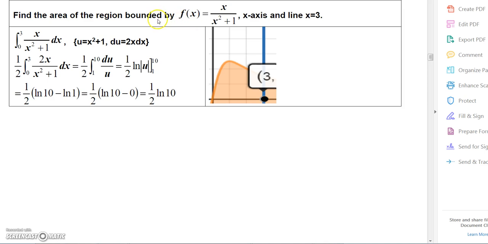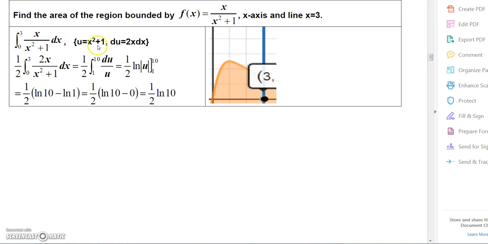So this one says find the area bounded by this function, the x-axis, and the line x equal 3. So if you look at this function, graphically it looks like this, and then the x-axis is below it, and the line x equal 3 is here. So all you have to do to get this area is integrate this from 0 to 3. So just integrate the function from 0 to 3, but then when I do the integration, I see that I have x squared plus 1, but it's not raised to any power on the bottom.